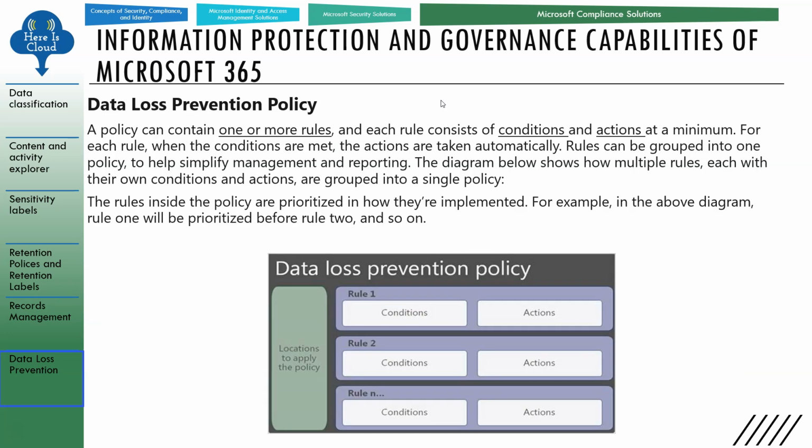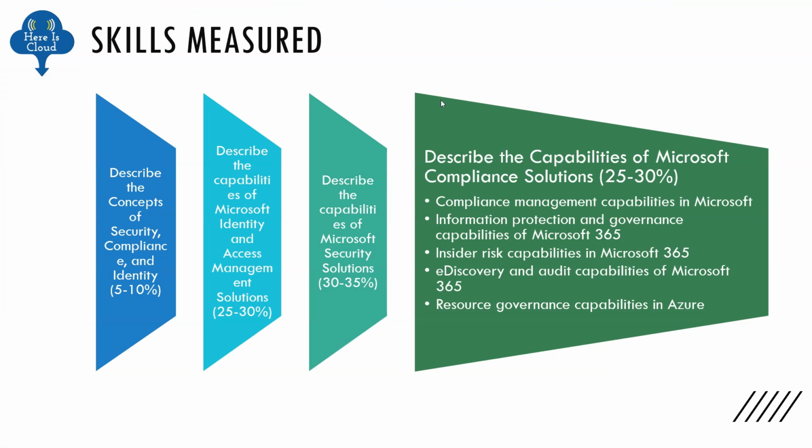Now this policy could have multiple rules, one or more rules, as shown in the diagram. So rule 1, rule 2, rule 3 could have their own conditions and actions. The rules inside the policies are prioritized in how they are implemented. For example, in this diagram, rule 1 will be prioritized before rule 2 and so on. So with this, we are done with the second subsection. Now we will look into insider risk capabilities in Microsoft 365.